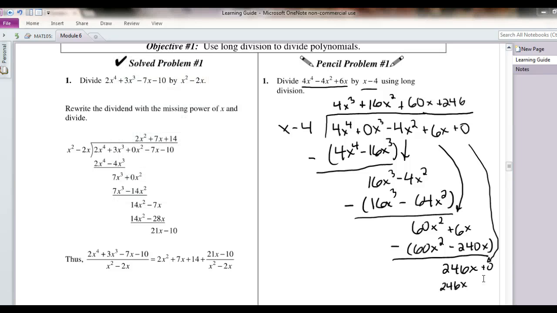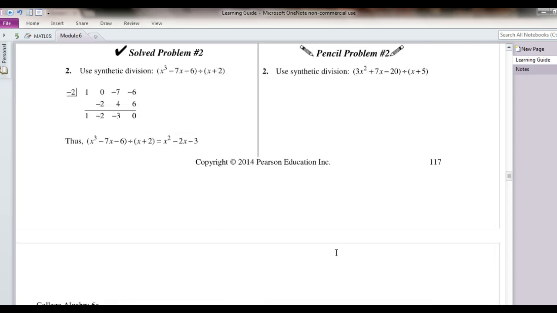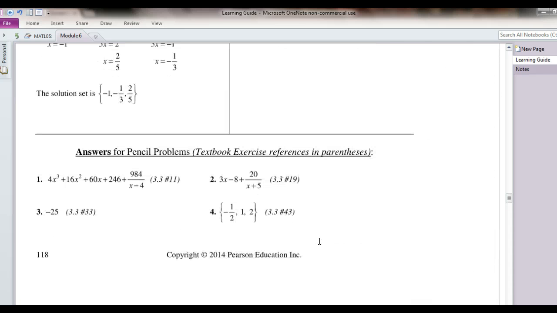I hope I didn't make some sort of sign error through here, but that'll give me minus 984, and everything else will cancel, and that'll be your remainder, positive 984. So that's your remainder. So I want to check the answer just before we move on, because it's possible I made a mistake. Nope, 984 is the remainder, so we're good.